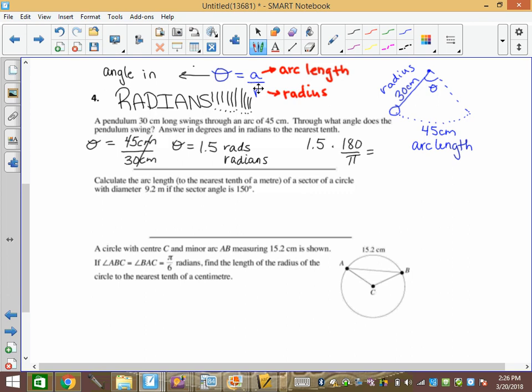So what's 1.5 times 180 over pi? Put it into your calculator. 1.5 times 180 over pi. 85.9.